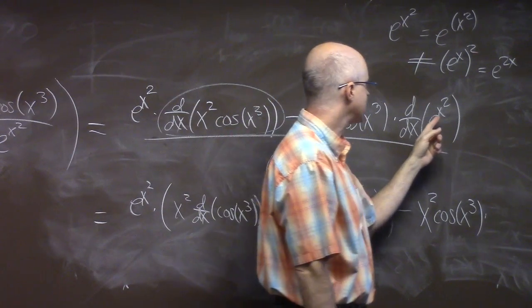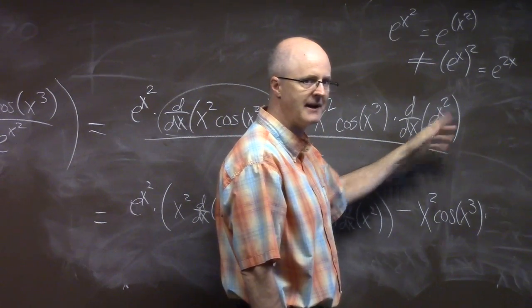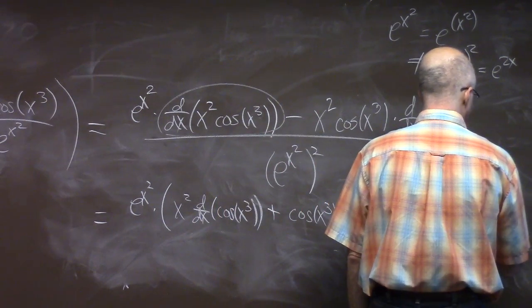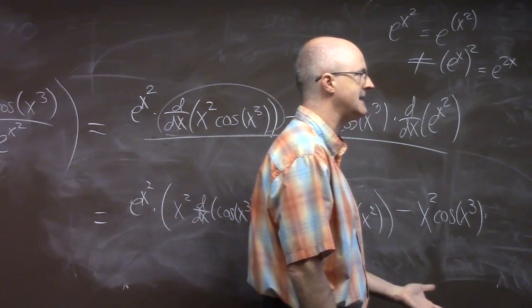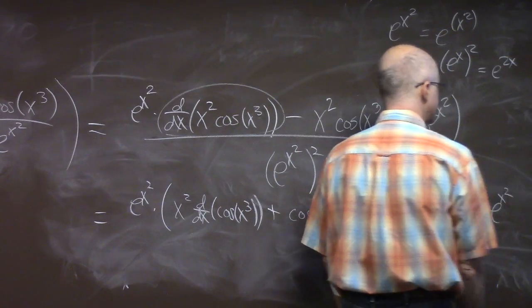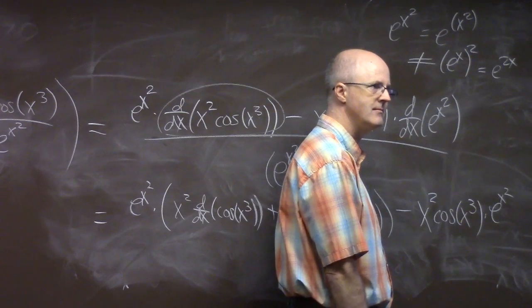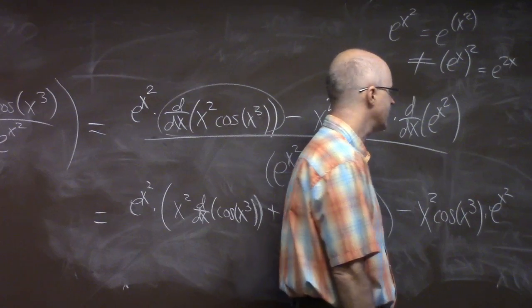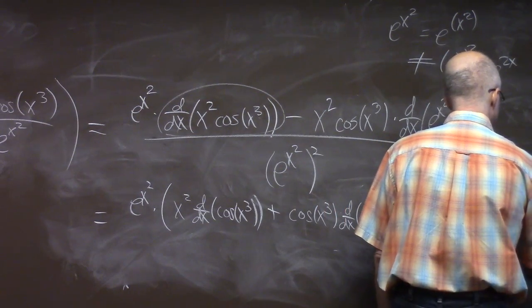So the chain rule says we've got an inside function x squared and an outside function e to the x. Differentiate the outside function, the derivative of e to the x is e to the x. Plug in the inside function into that derivative. Plug in x squared into e to the x. Get e to the x squared again. Times the derivative of the inside function.